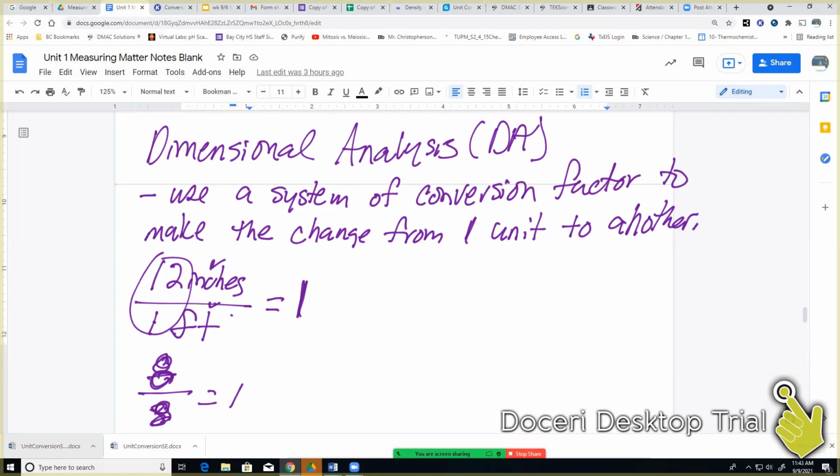So all of these different numbers that we've been talking about when we've been doing the metric system, like saying that we have 10 to the third meters in 1 kilometer.